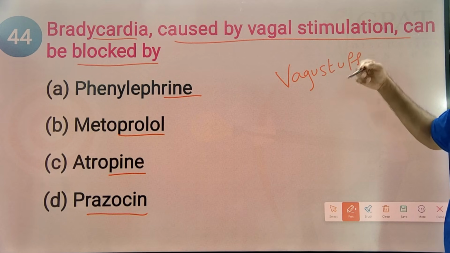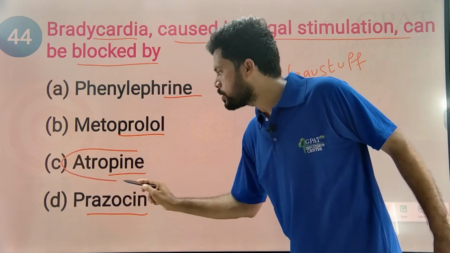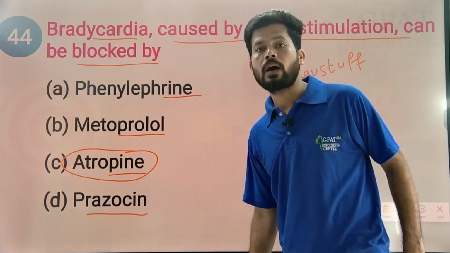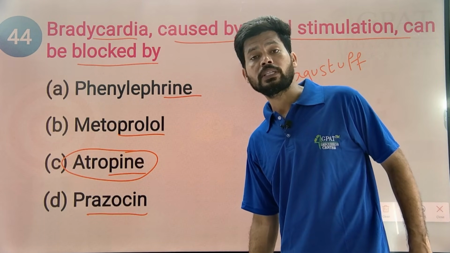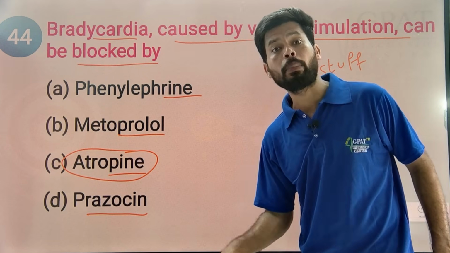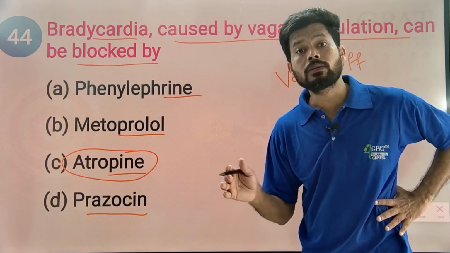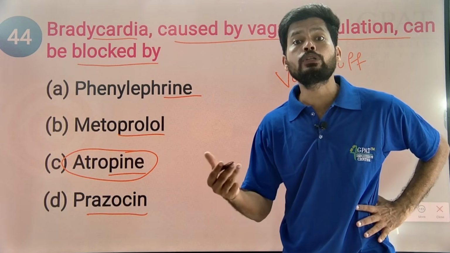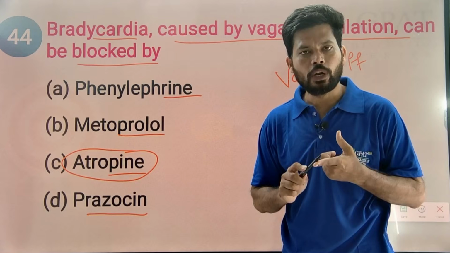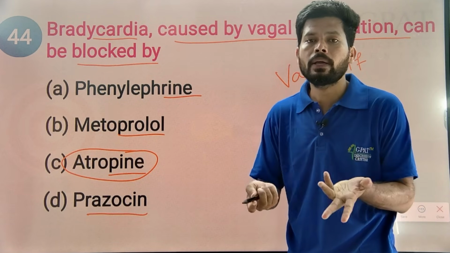The opposite of acetylcholine's action is atropine. Atropine blocks muscarinic receptors on the heart. Stimulation of muscarinic receptors on the heart by acetylcholine leads to bradycardia, parasympathetic. Atropine is a parasympatholytic, blocks M2 receptors on the heart and produces tachycardia, opposite to acetylcholine. Acetylcholine causes bradycardia, its antagonist atropine causes tachycardia.